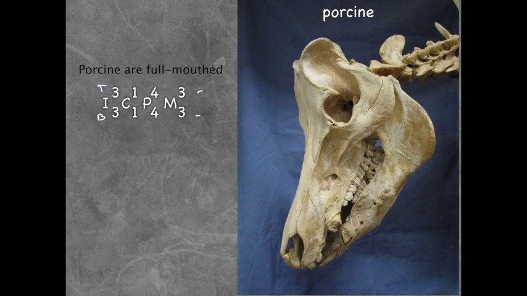Now when we start to see loss of teeth, we generally see loss of the premolars from the front, so we'll lose premolar 1 first. And when we see loss of molars, we'll lose them from the back. Okay? So let's look at a horse.